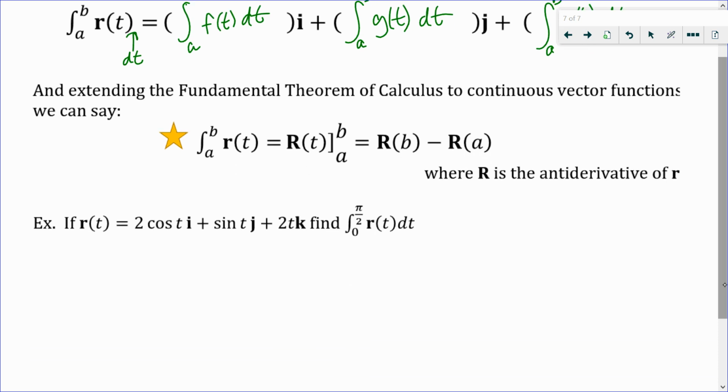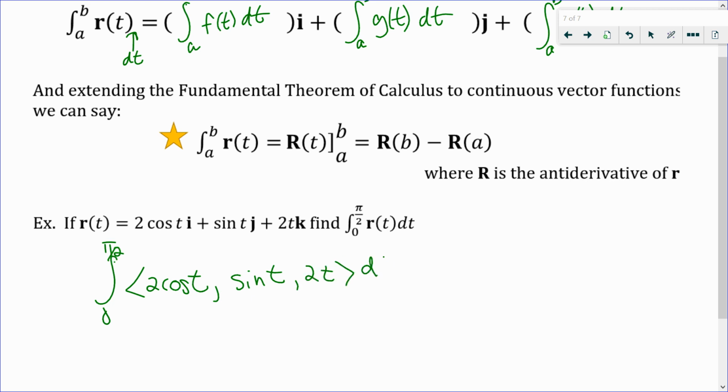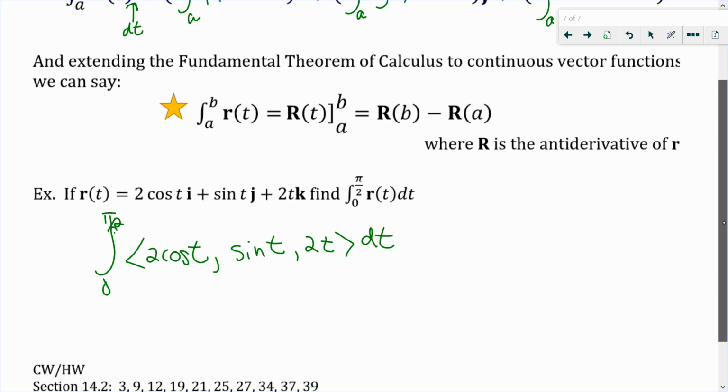So now be careful with all of your plug-ins, I guess. We're trying to do the integral from 0 to pi over 2 of 2 cosine t, comma, sine t, comma, 2t. Is that okay? That's what we're doing, if I write it in vector arrow form. All right, very simple integrals. So let's do the integrals first.